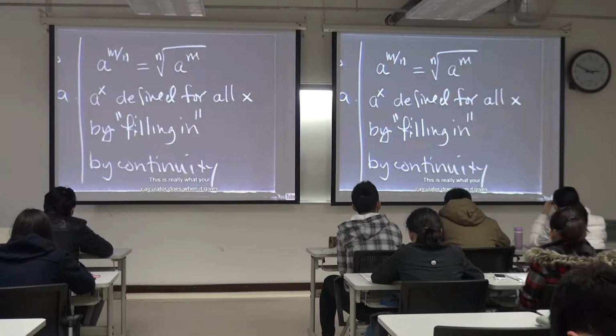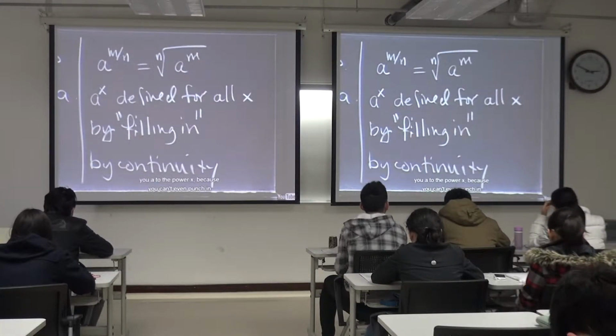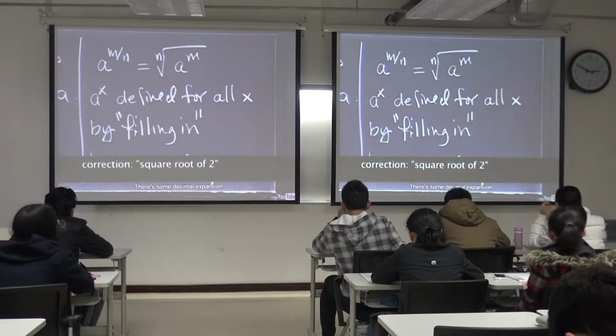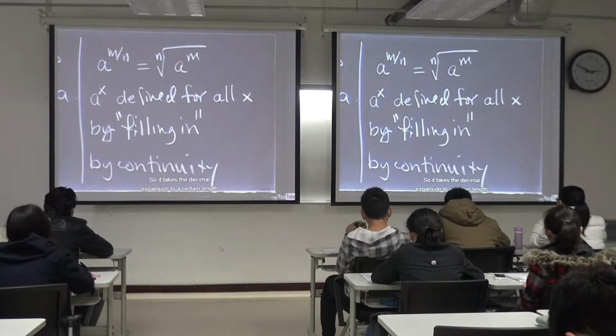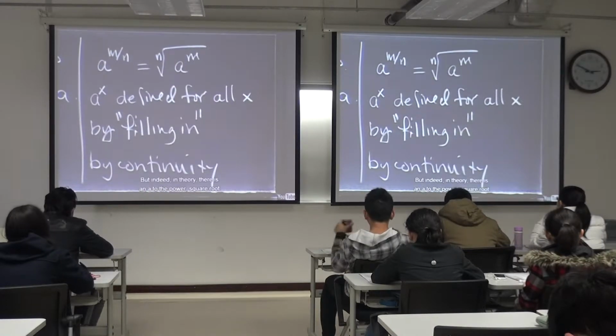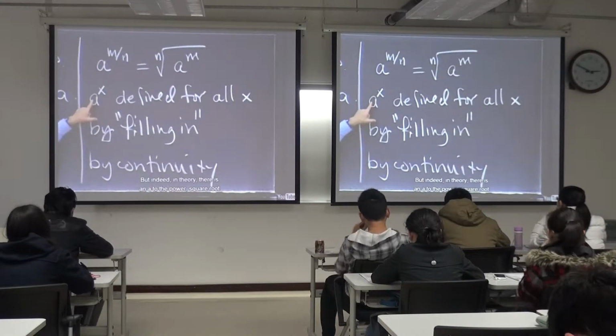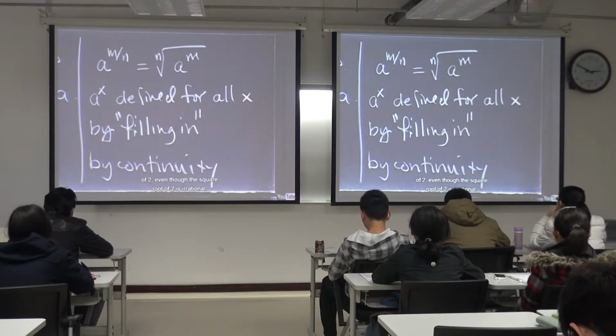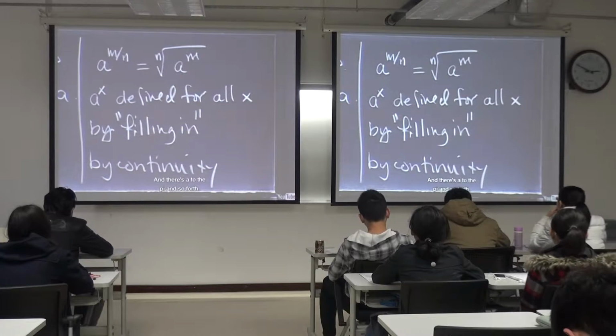That's what your calculator does when it gives you a to the power x, because you can't even punch in the square root of 2. It doesn't really exist on your calculator. There's some decimal expansion. So it takes the decimal expansion to a certain length and spits out a number which is pretty close to the correct answer. But indeed, in theory, there's an a to the power square root of 2, even though the square root of 2 is irrational, and a to the pi, and so forth.